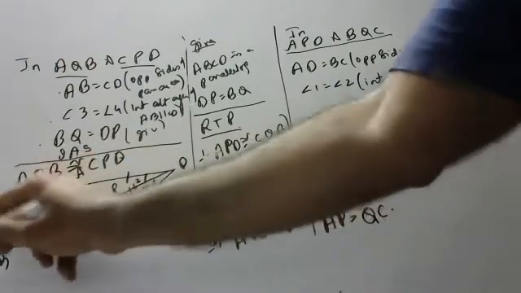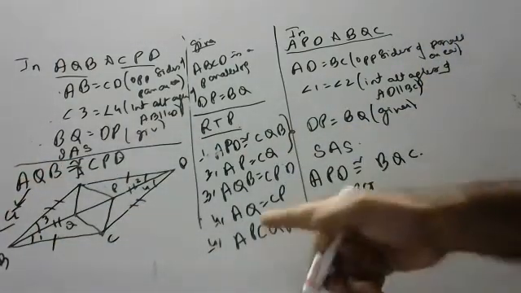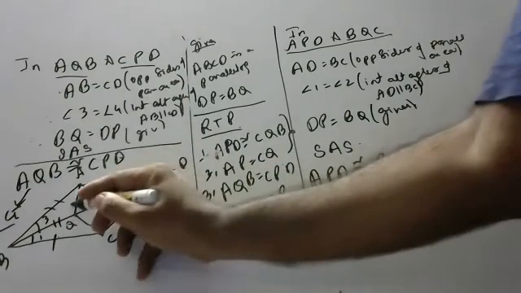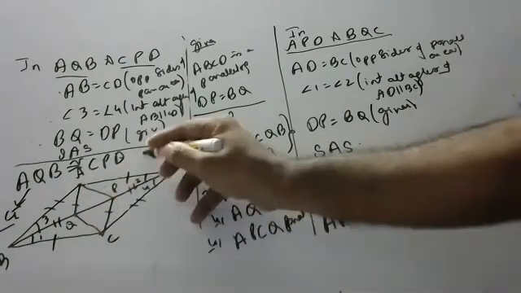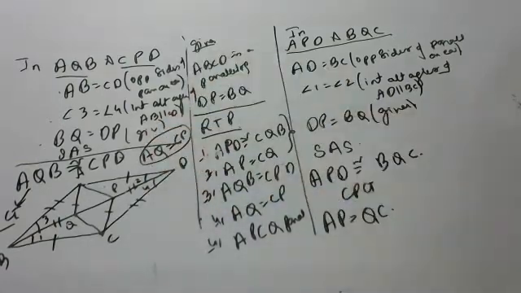Can anyone say by CPCT what we can write, children? By CPCT, AQ is equal to CP. AQ is equal to CP. Okay, children, over. That's all, children.